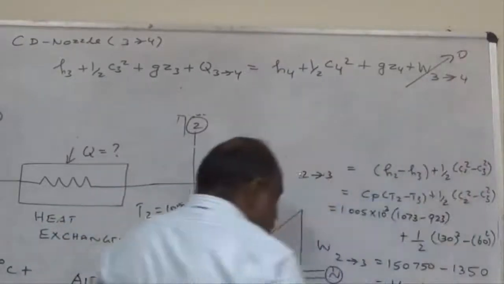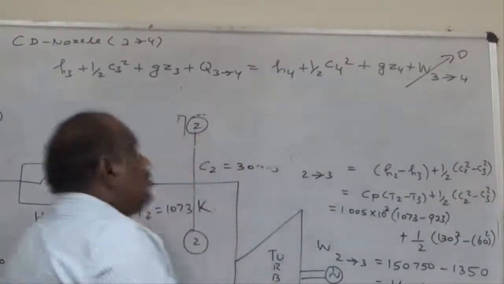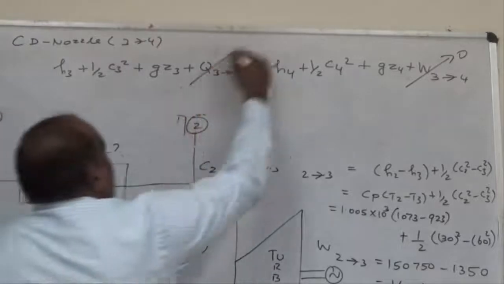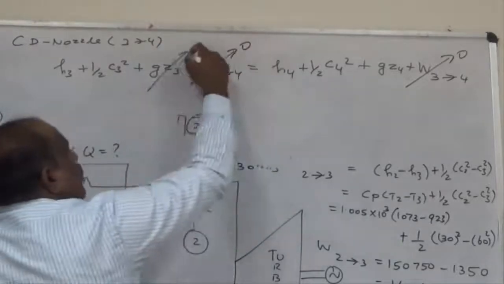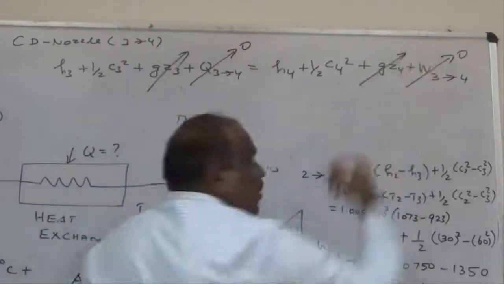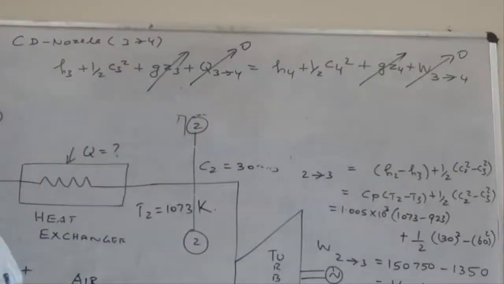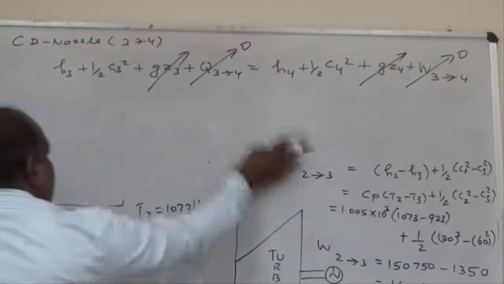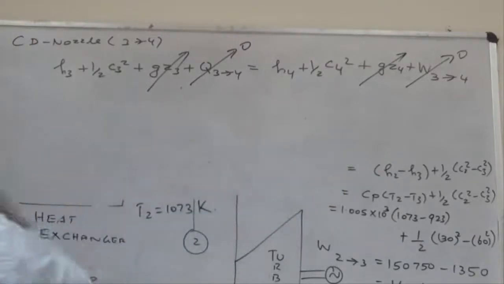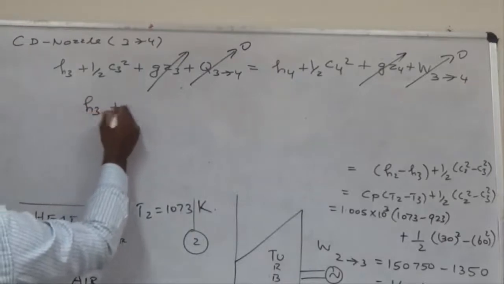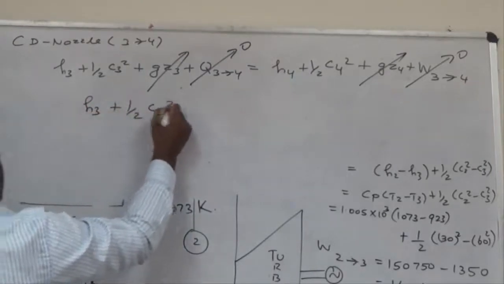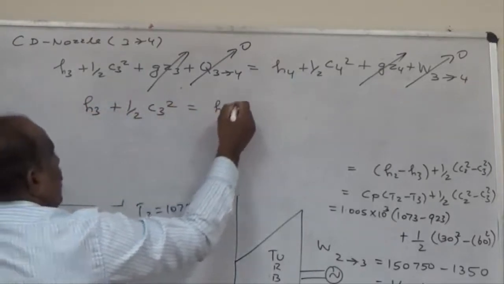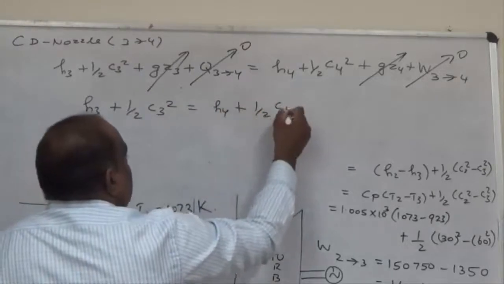Also, I assume the nozzle is perfectly insulated. So what happened to Q? 0. What will happen to Z3 and Z4? We assume they are about the same height. So Z3 equals Z4. So finally, what do we end up with? H3 plus half C3 squared is equal to H4 plus half C4 squared.